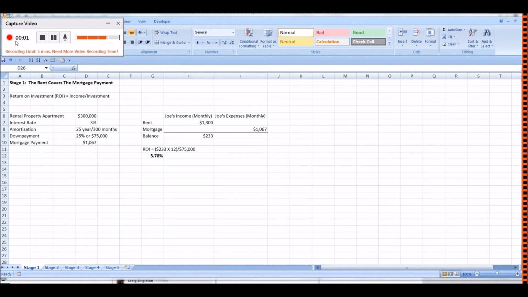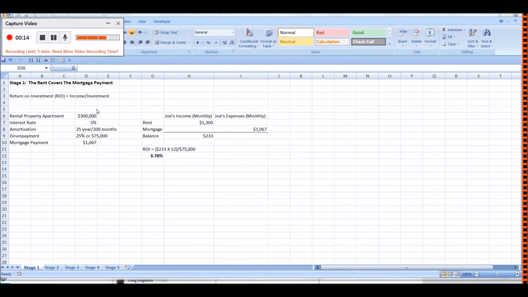So I'm going to show you on my Excel spreadsheet the 5 stages of rental return on investment to show you whether you are making money or you're not making money. All right? Okay, let's go through the 5 stages of rental return on investment. I'll go through this quite quickly. Stage 1 is titled "The Rent Covers the Mortgage Payment."